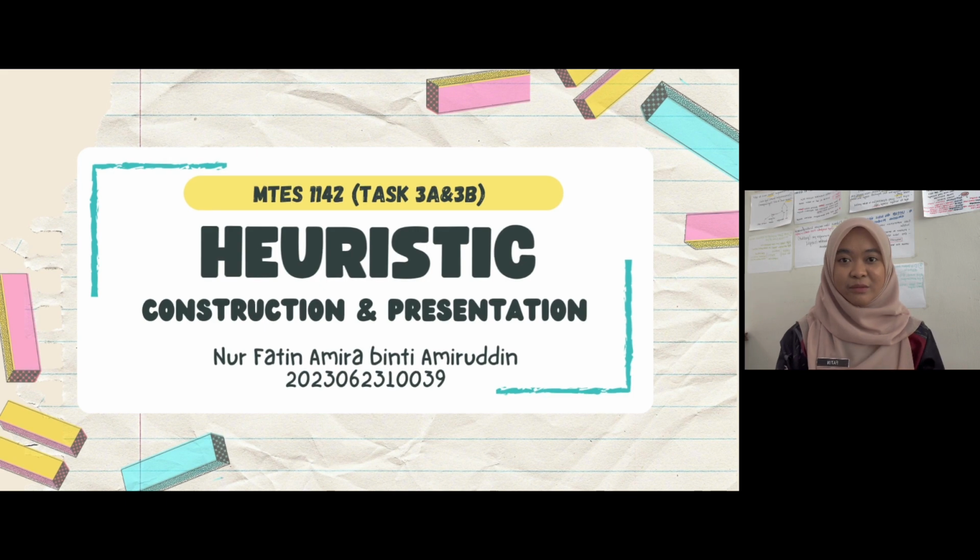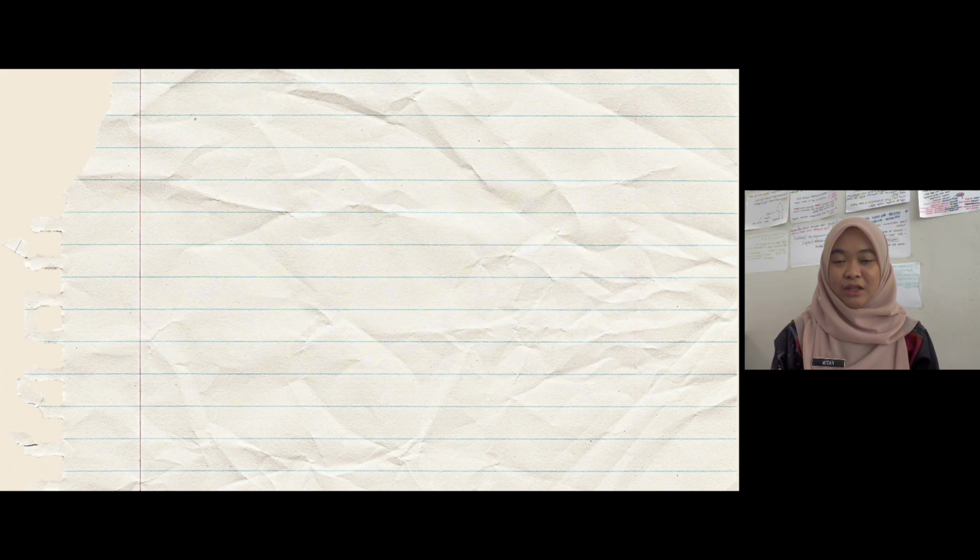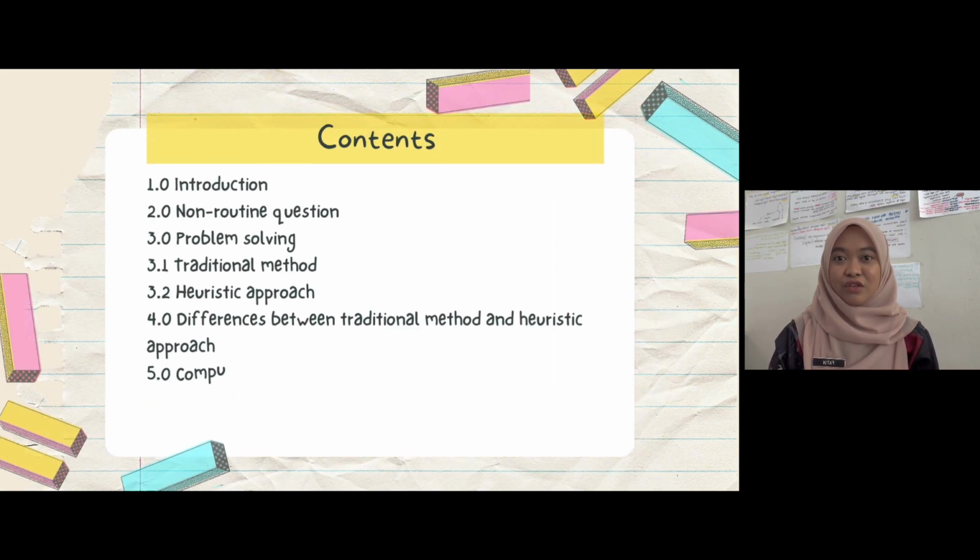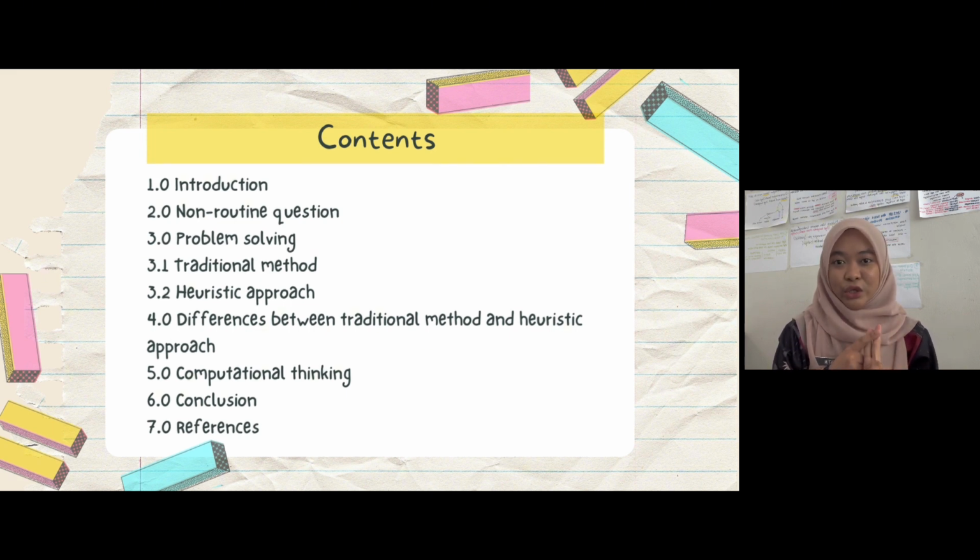3, 3A and 3B. This is the content that I will present in this video. So first of all, we have introduction, and then we have the non-routine question. We have problem solving, which is the first one is traditional method, and the second one is heuristic approach. Then we have the differences between traditional method and heuristic approach. Then we have computational thinking. Then we have conclusion, and the last one we have references.